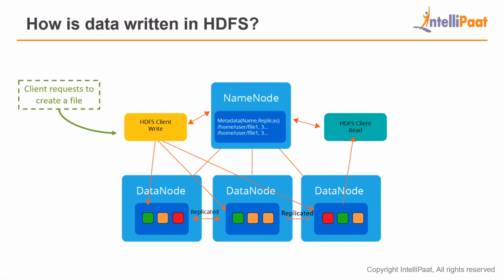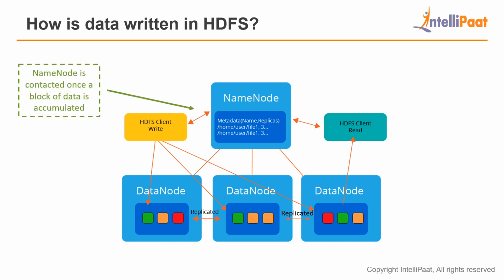If you're trying to write a file onto the HDFS, the client will request to create a file, right? That information will be sent to the name node, and the name node is contacted once the upload has accumulated to the point where a block size has been reached. The block size is the threshold set in the HDFS, which means that if the file is above this size, you will divide it into parts of the block size. Basically, take the entire file size and divide it by the block size set in your HDFS, and the file will be divided into that many blocks, right?